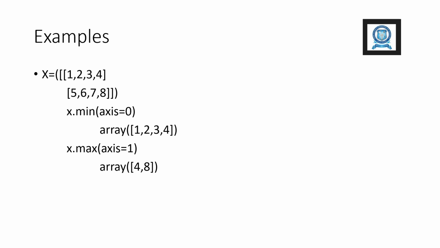Here is an example. X is a two-dimensional array with 2 rows and 4 columns. That is 1, 2, 3, 4, 5, 6, 7, 8. Here we have written the statement as x.min of axis equal to 0. The computation runs column wise in the given array X.